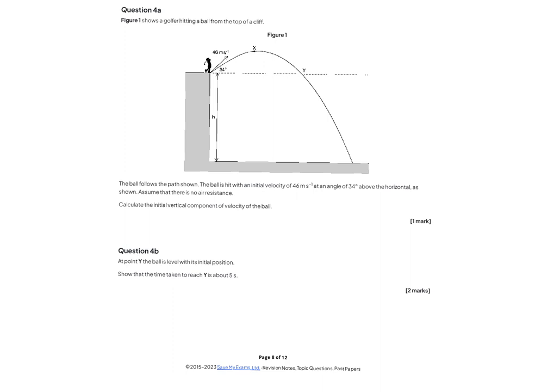Question 4. Figure 1 shows a golfer hitting a ball from the top of a cliff. It is at an angle of 34 degrees and they're hitting it at a velocity of 46 meters per second. Calculate the initial vertical component. So to go up, because our angle is to the horizontal, we're going to do 46 sine 34. So that's 46 times sine 34, and you'll get 25.7 meters per second, which, if we're going to give it to two significant figures, is 26 meters per second.